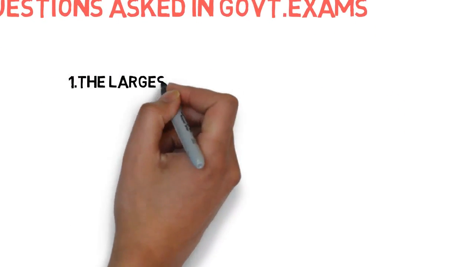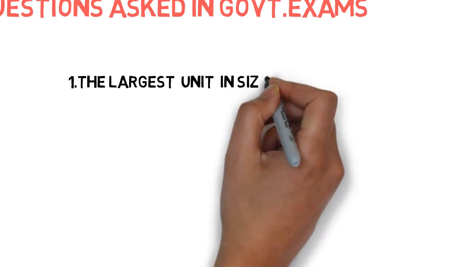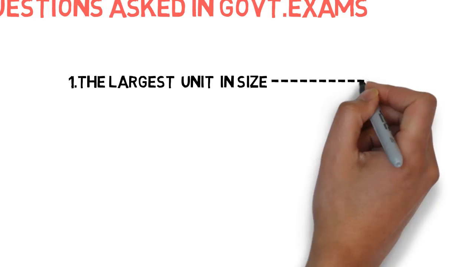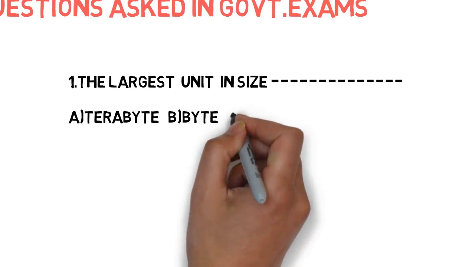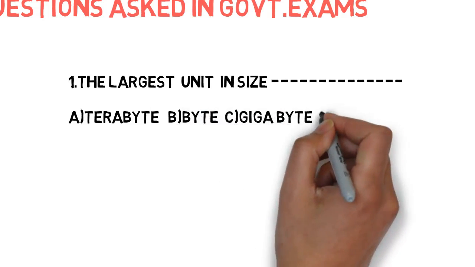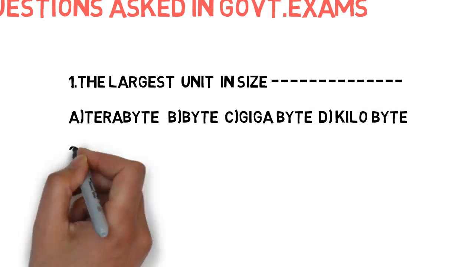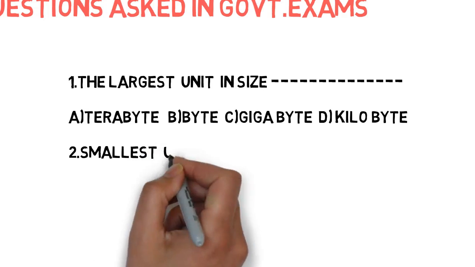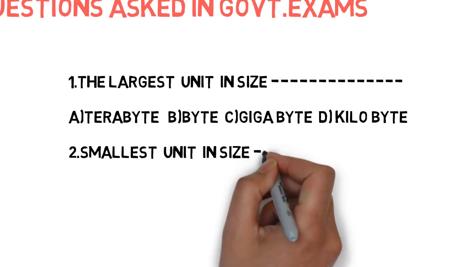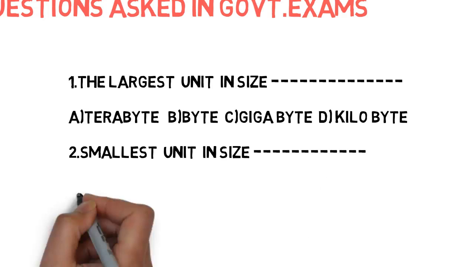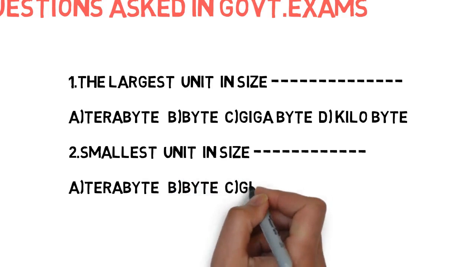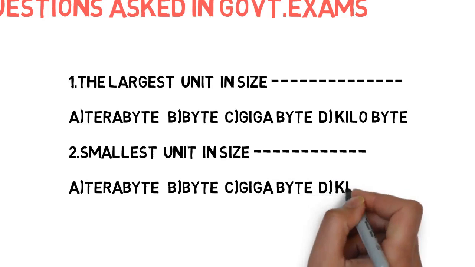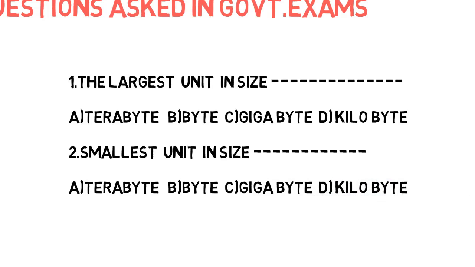Let us see. The largest unit in size: option A, terabyte; option B, byte; option C, gigabyte; option D, kilobyte. Second one, the smallest unit in size: option A, terabyte; B, byte; C, gigabyte; D, kilobyte. If you know this answer, it's okay. If you don't know, don't worry. Let us see a trick to remember this order.